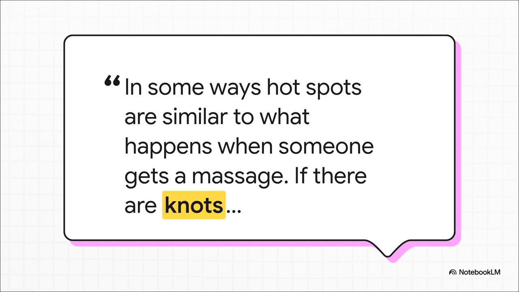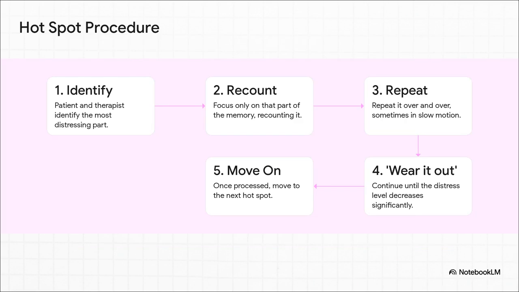You don't just ignore it or work around it, right? You focus on it, gently and repeatedly, until that tension finally releases. And the process for doing this is super methodical. First, you and the therapist identify that knot. Then, you focus only on that one part of the memory, repeating it, sometimes even in slow motion. The goal, as the manual says, is to wear it out until its emotional punch starts to fade. And then, you move on to the next one.